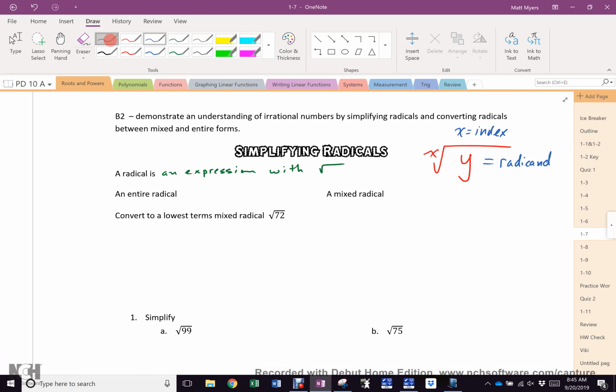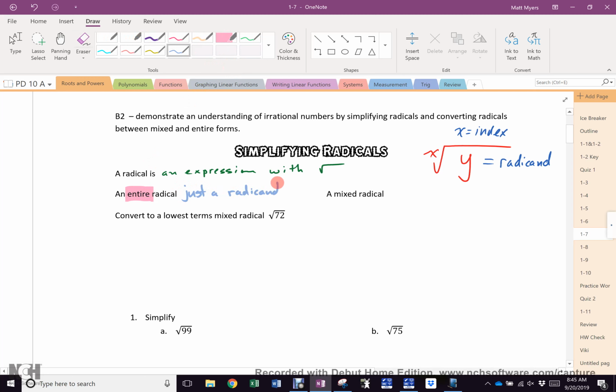All right, an entire radical. Entire is just a radicand. So that's all that there is to it.